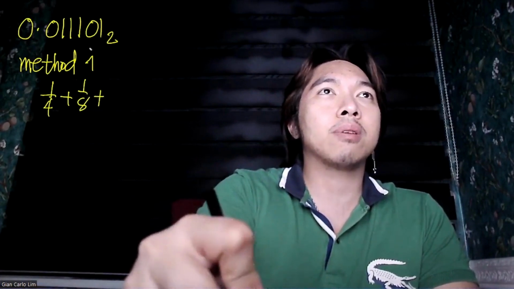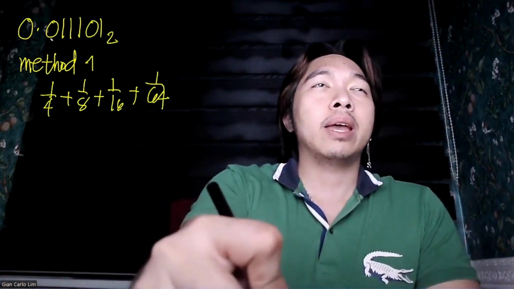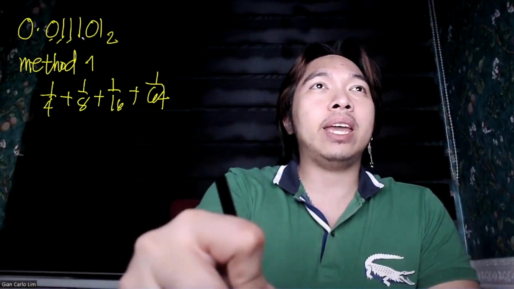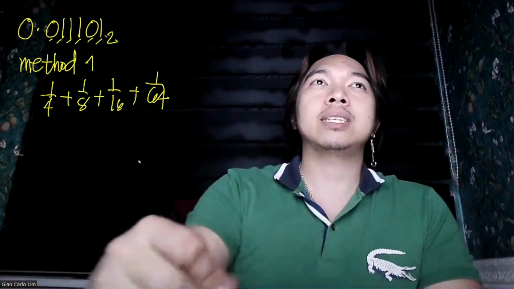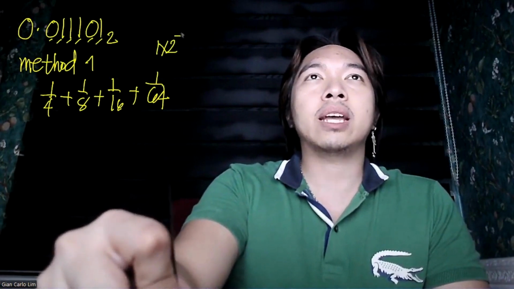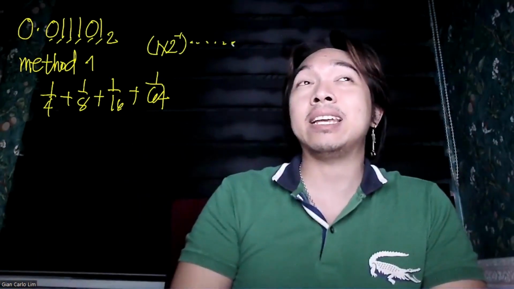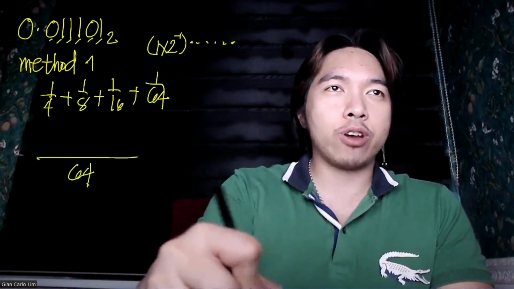So paano ginagawa? So 1 over 2 wala, 1 over 4 meron, plus 1 over 8, 1 over 16, 1 over 32 wala, 1 over 64. Okay. So, ito yung 1/2, 1/4, 1/8, 1/16, 1/32, 1/64. Okay. Kasi di ba nga, that is 1 times 2 raised to negative 1, etc., etc. Okay. So, the least common denominator is 64.